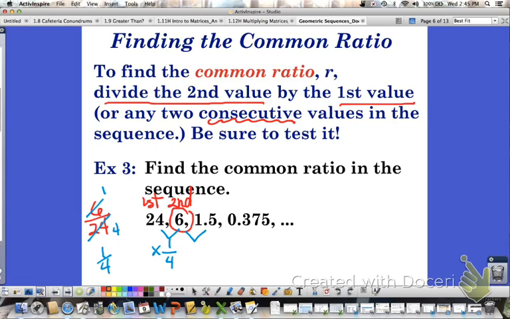So I want you to take 6 and multiply it by 1/4 and see if you get 1.5. I'm going to do it on my calculator right now. 6 times 0.25, or I can say 6 divided by 4, since dividing by 4 is the same thing as multiplying by 1/4. And yes, I do get 1.5. I'm going to multiply by a fourth again, and I get 0.375. So I feel very confident, very comfortable that my common ratio is 1/4.